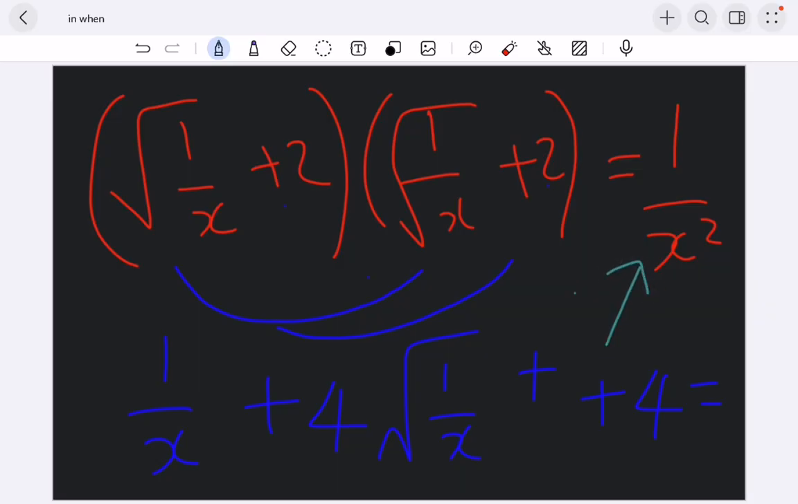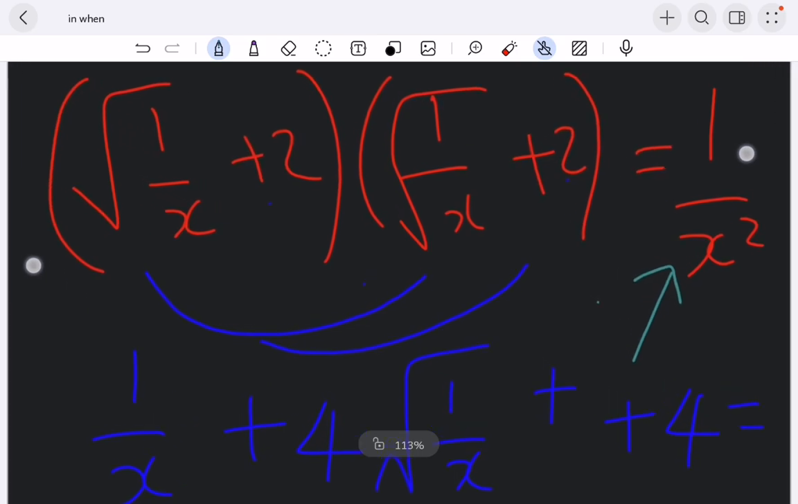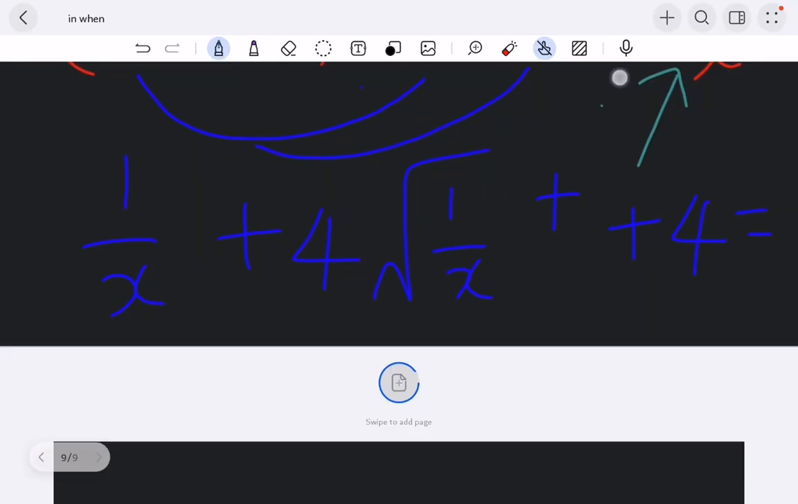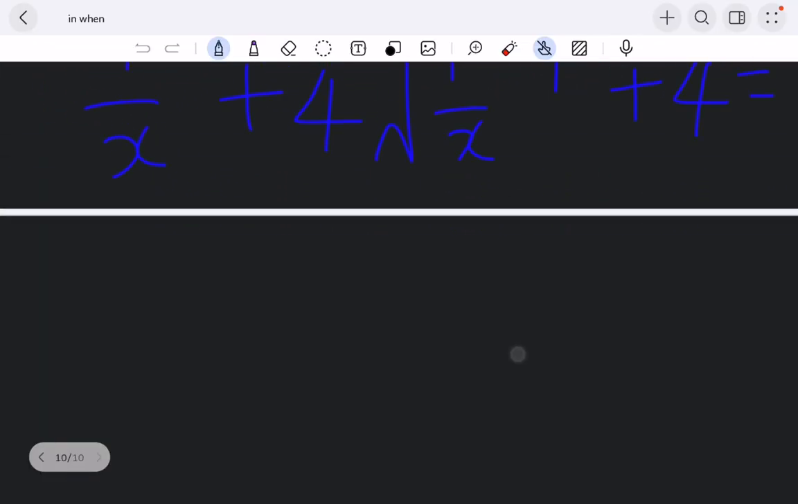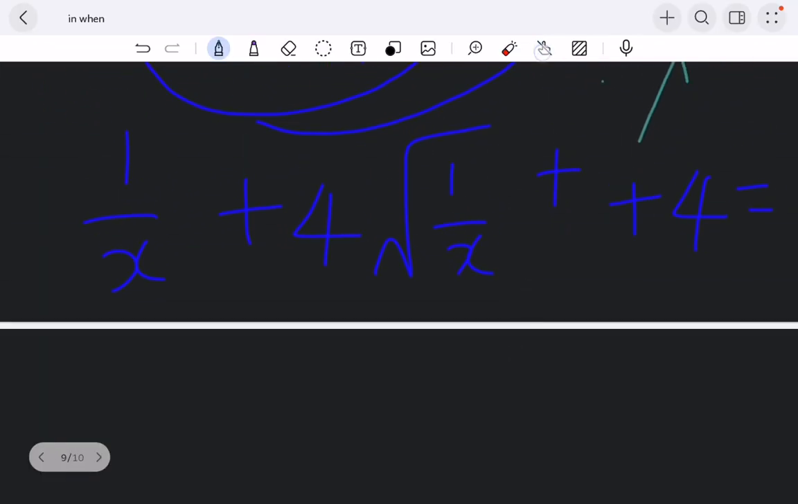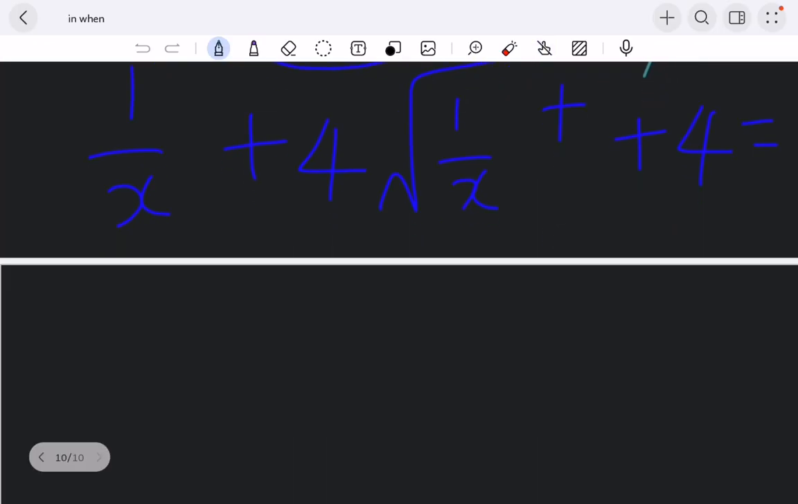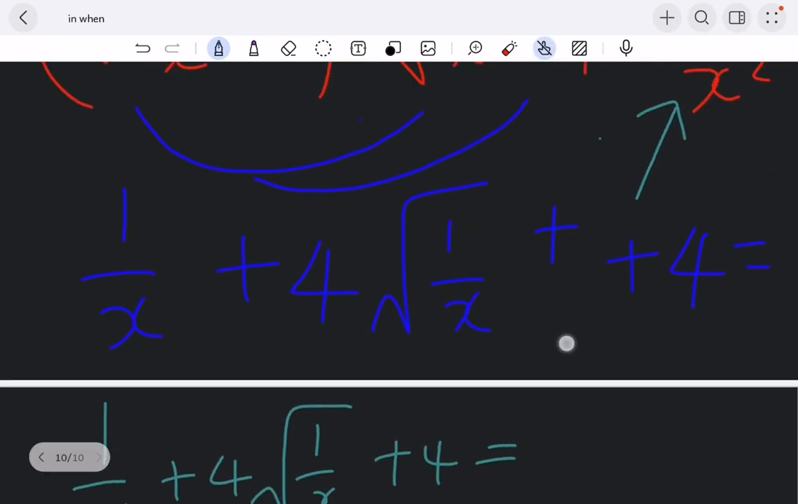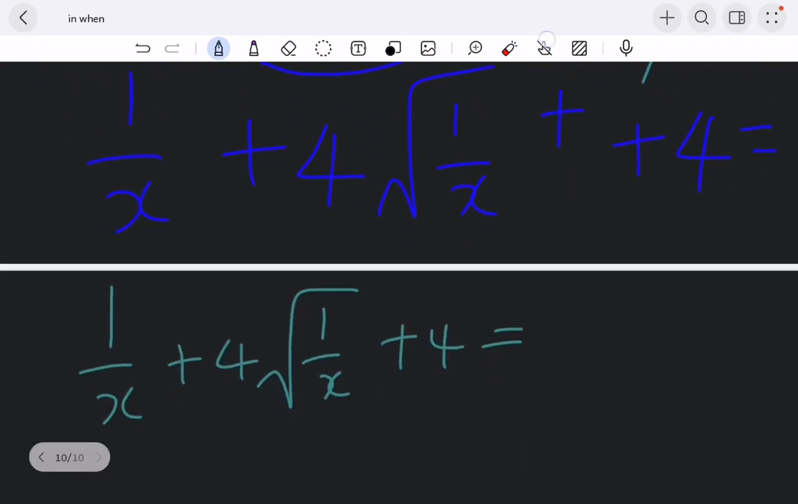Okay, I have a small screen, so I'm trying by all means to make it easy to read without losing the meaning of it. Okay, so now we have 1 over x plus 4 1 over x plus 4 is equal to 1 over x squared.